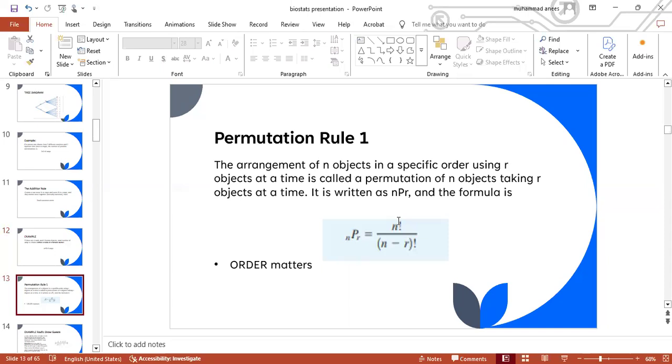Moving on to the permutation. In permutation, this rule is mostly applied when the order of selection matters and we are selecting r objects from a set of n distinct objects. So the arrangement of the n objects in a specific order using r objects at a time is called the permutation of n objects taking r objects at a time. It is written as nPr and the formula is as follows.